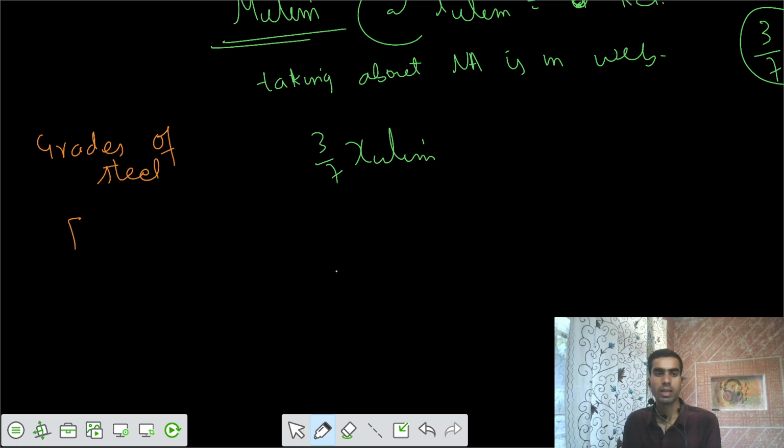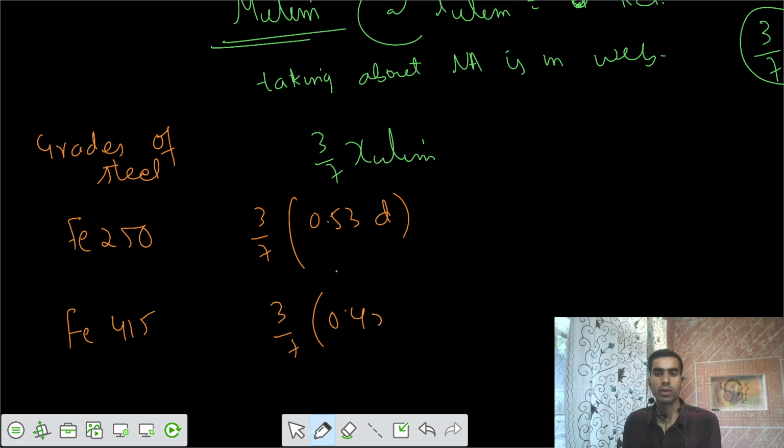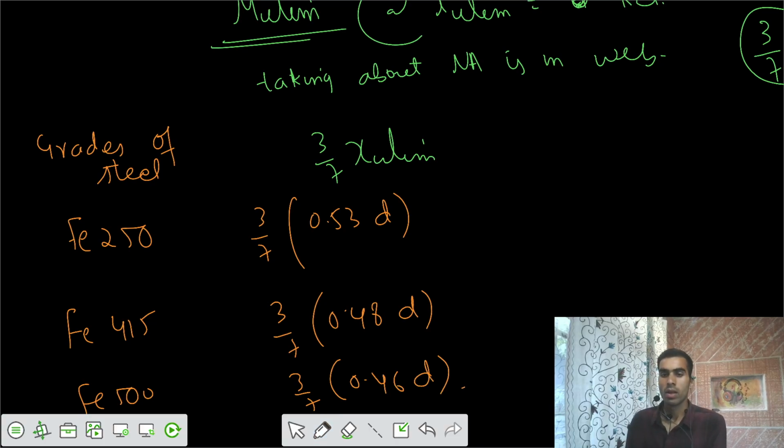Let's talk about the first one, that is Fe250. 3 by 7 of XU limiting, that is K times D. And the second one is Fe415, that is 3 by 7 of 0.48 times D. The third case is Fe500, that is 3 by 7 of 0.46 times D.